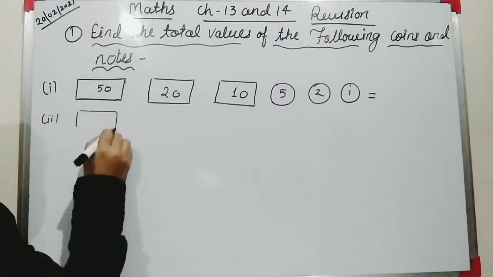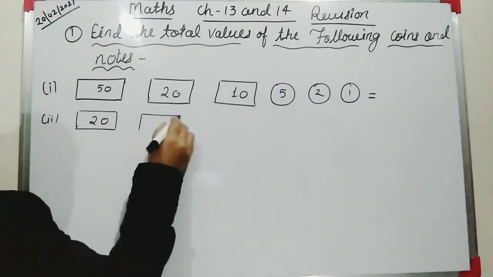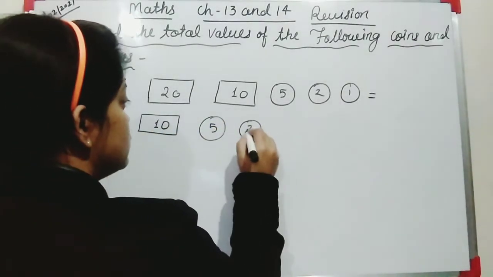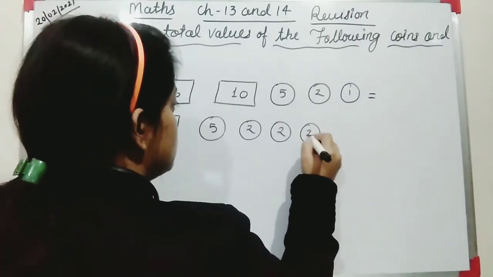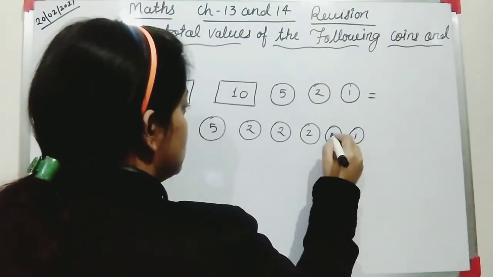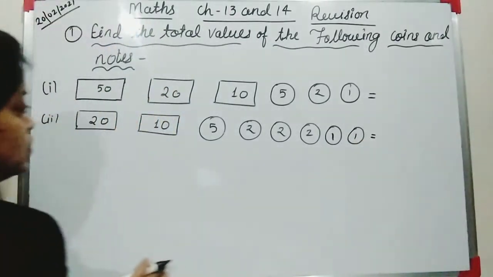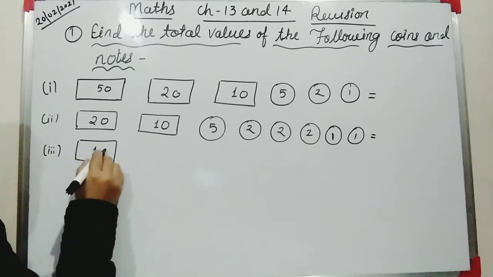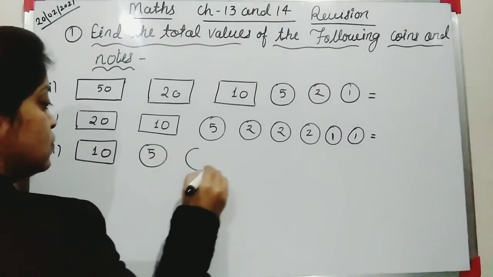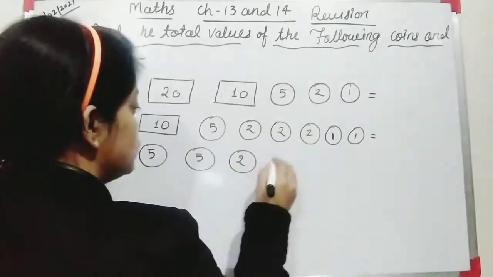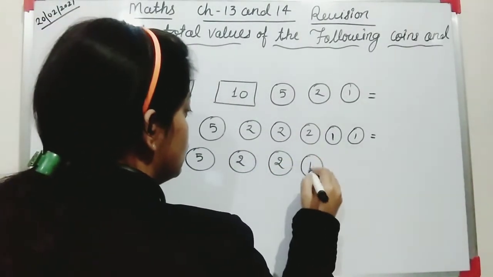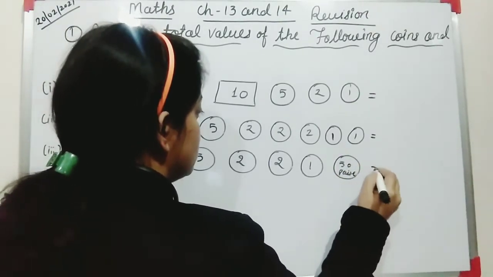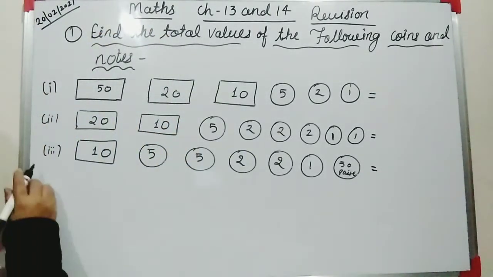Question number 2: 20, 10, 5, 2, 2, 2, 1 and 1. Okay, now next. Question number 3: 10, 5, 5, 2, 2, 1 and 50 paise. Okay, dear students.